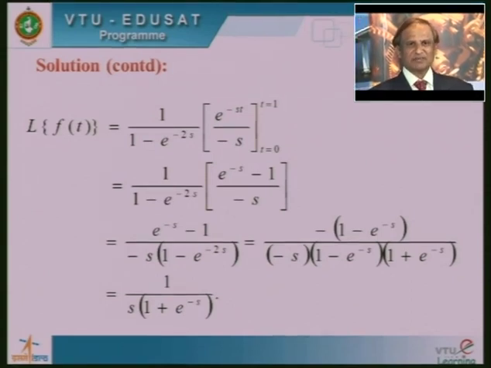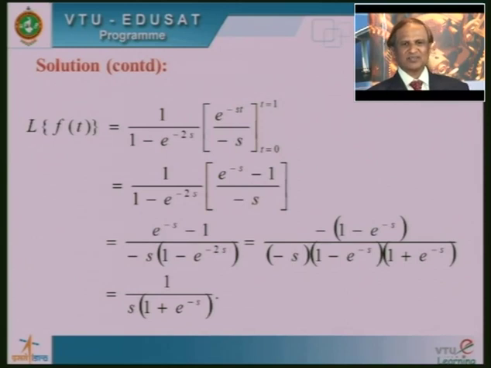Is it clear? When I replace t by 1, I obtain e to the power minus s. When I replace t by 0, it is e to the power 0, that is why I will get 1. It means the numerator is e to the power minus s minus 1, whole divided by minus s. The remaining part is simplification. You can multiply 1 into e to the power minus s minus 1, whole divided by minus s into 1 minus e to the power minus 2s.